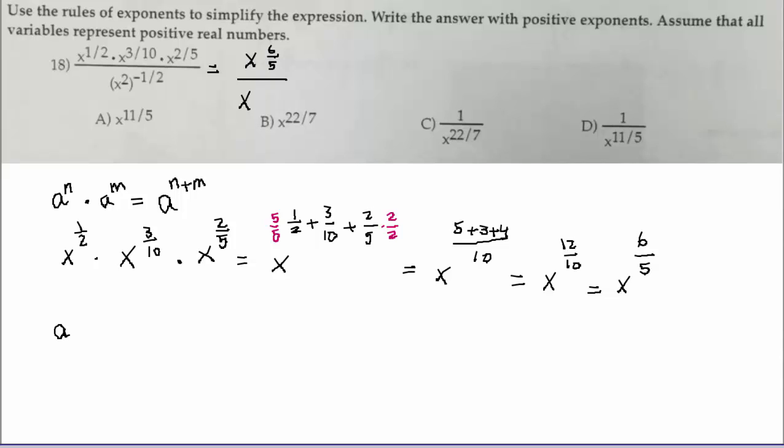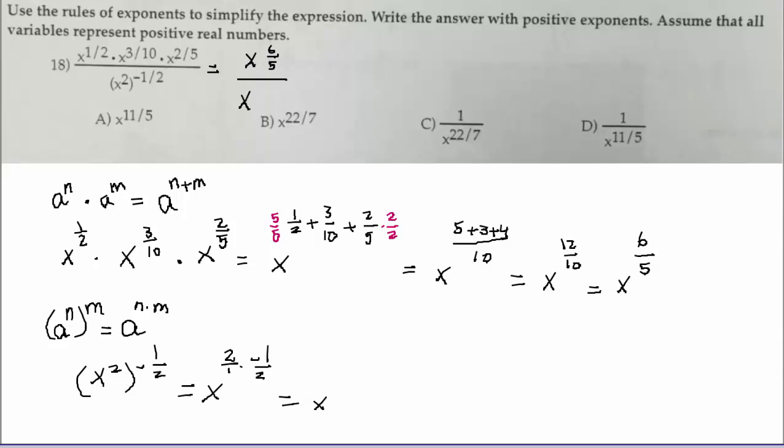Now, for the bottom fraction, we're going to use the other property: a to the power of n, to the power of m. Anybody remember how you simplify that? That would be a to the power of what? What do you do with the exponents? Well, now you multiply them, yes. So over here, the example would be x to the power of 2, to the power of minus 1/2. That would be the same as x to the power of, anyone? Minus 1. Okay, so x to the power of minus 1. Everybody with me so far? Any question on that?